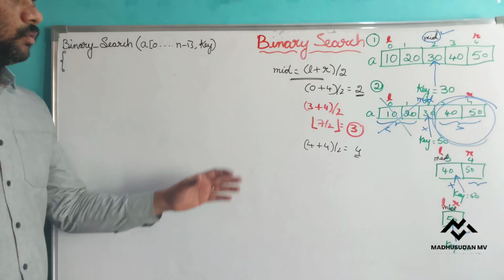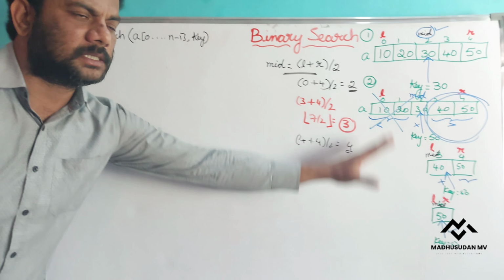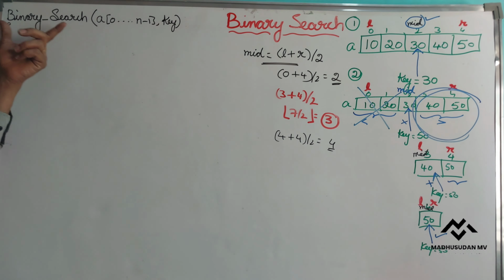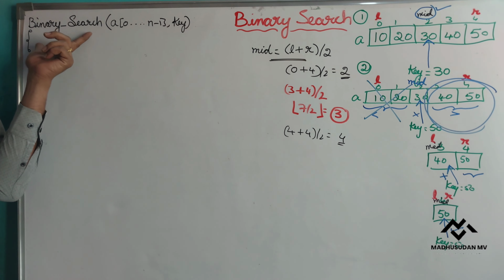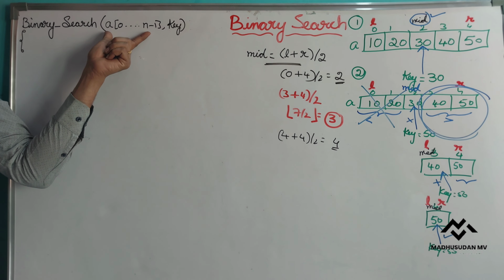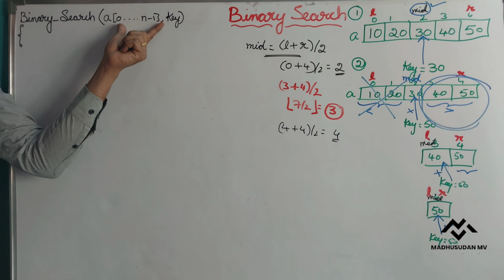The same way, now we are writing the pseudocode for this, that is the algorithm. I am giving the name binary_search. The array in which we need to check, and the key element, these are the parameters to be passed.